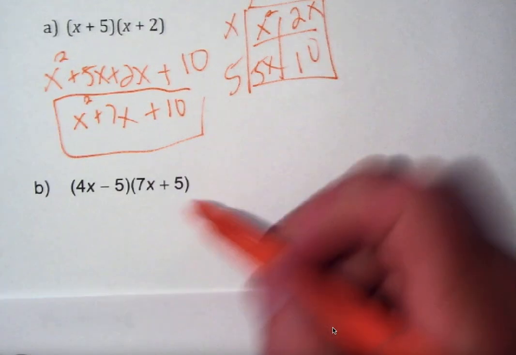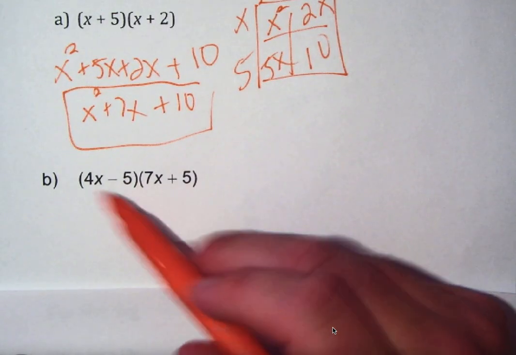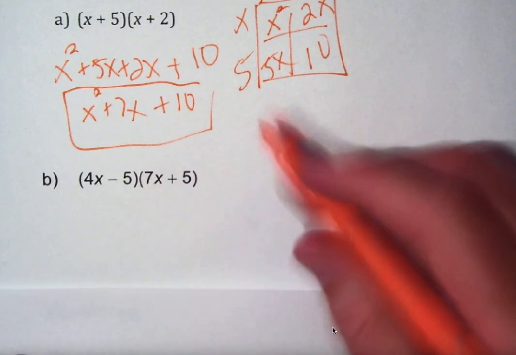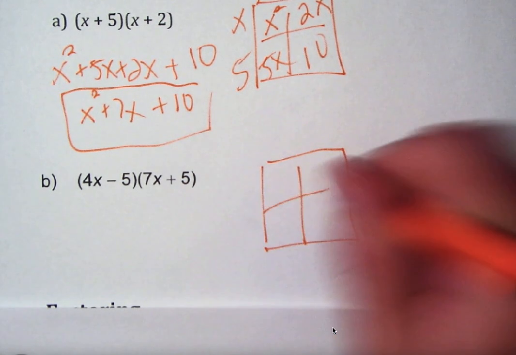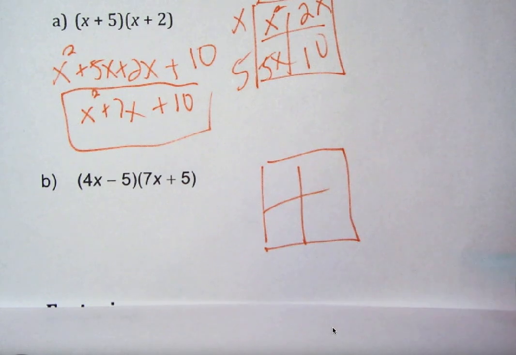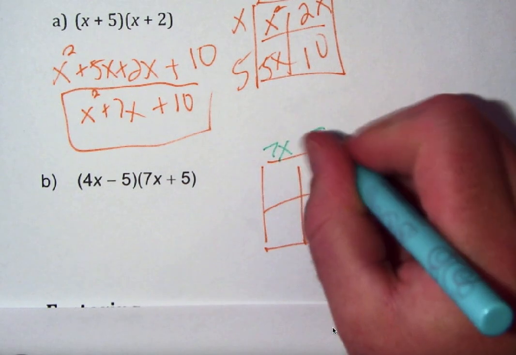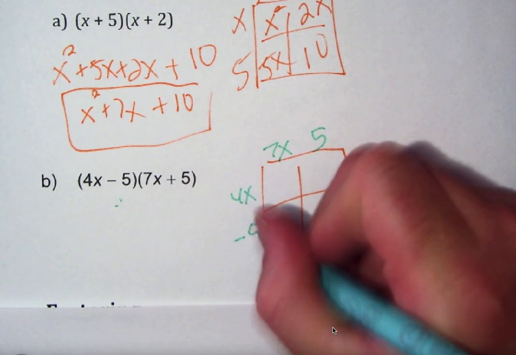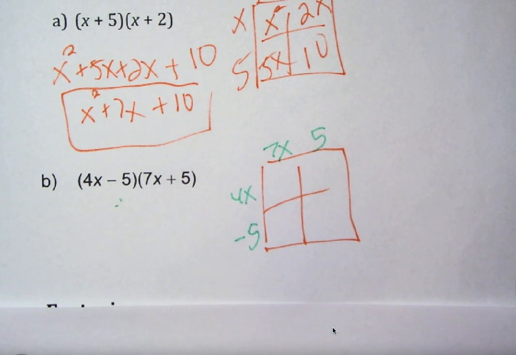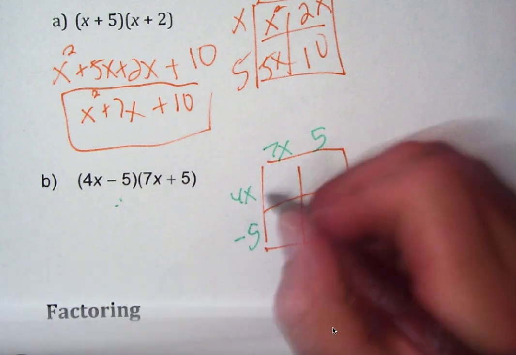All right, and again, you're going to have one more like this on the final. So 4x minus 5 times 7x plus 5. Again, I go to the area model. You pause me. Okay. Put one parentheses on the top, one parentheses on the side. Make sure that's a negative 5. Okay. And then find all the products.